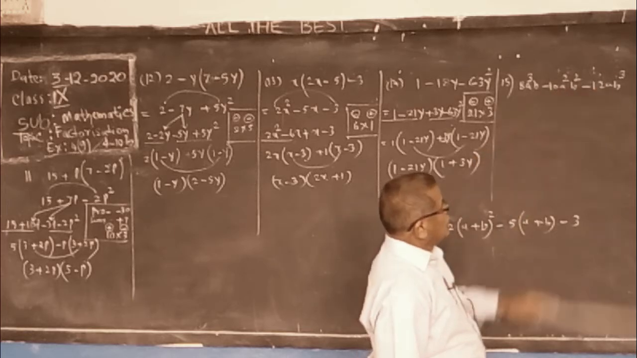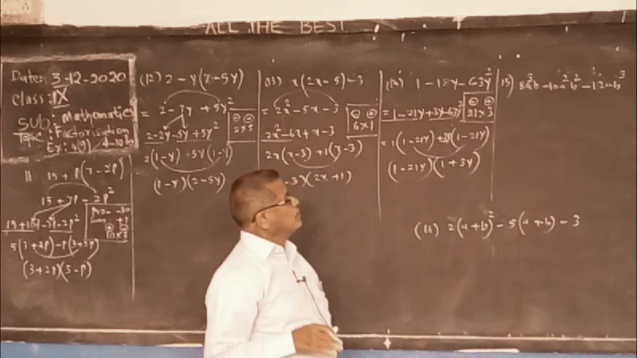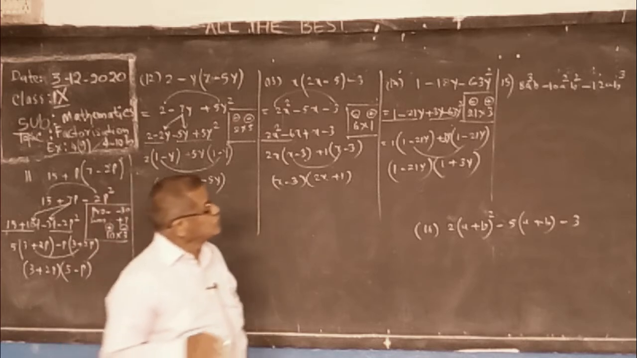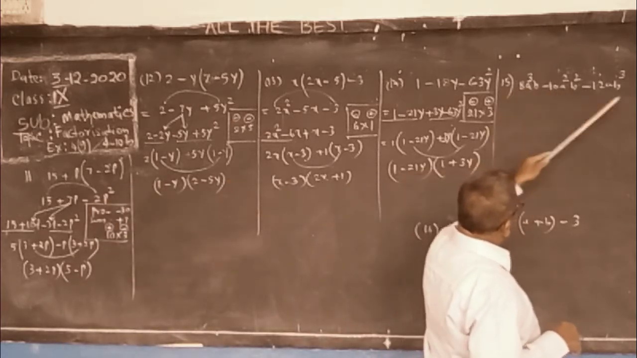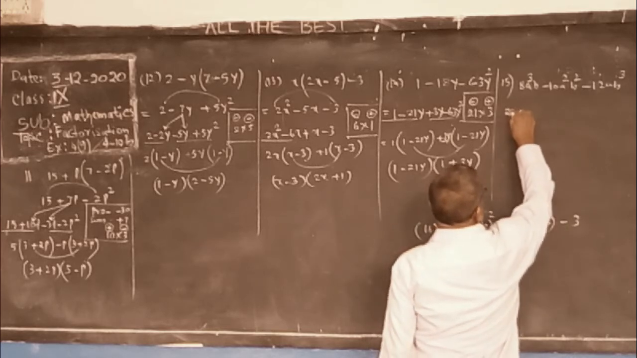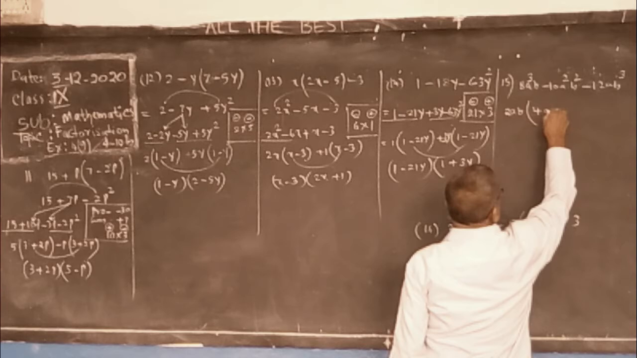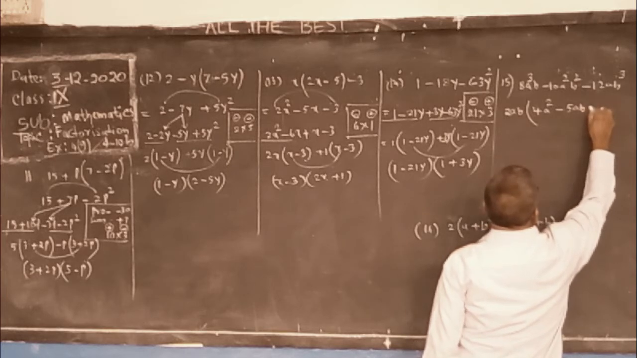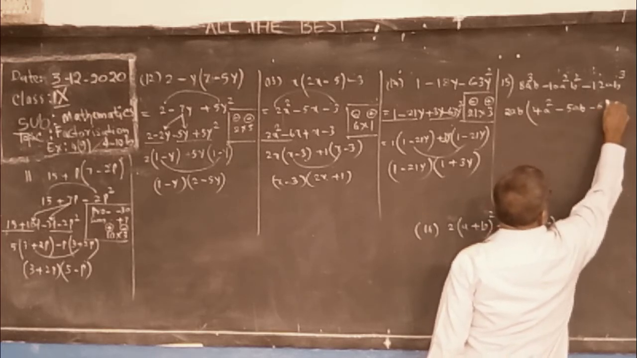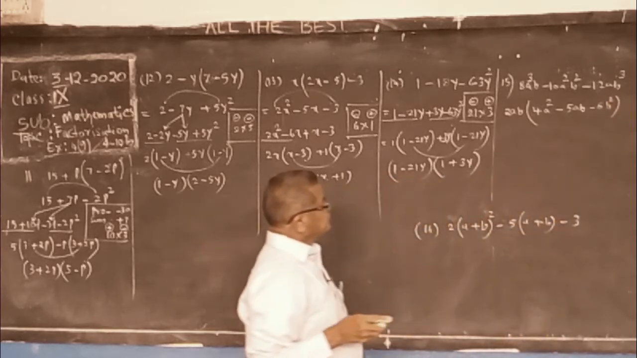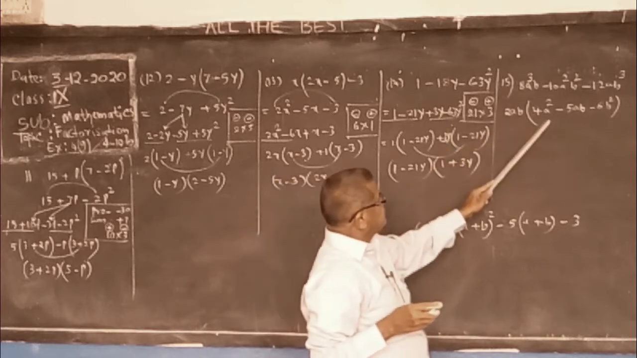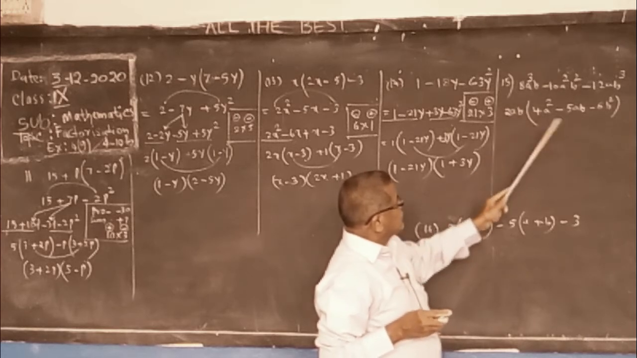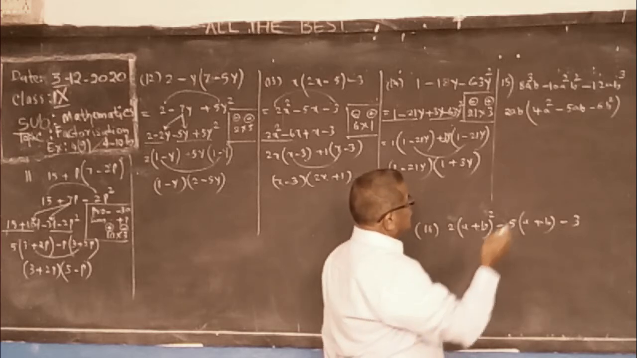Here take 2 common. If there is a possibility in all the terms where 2 is there, taking 2ab common, here remains 4a squared minus 5ab minus 6b squared. 2 fours are 8, a into a squared is a cubed b; 2 fives are 10, a squared b squared; 2 sixes are 12, ab cubed. Now factorize this.